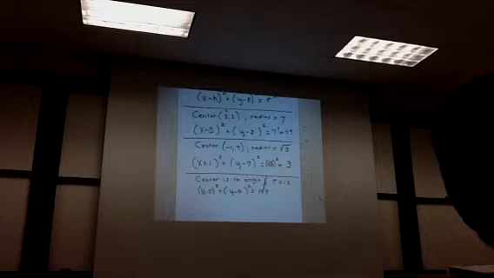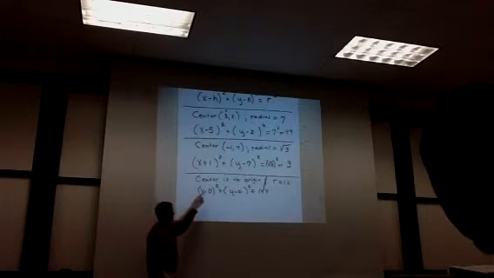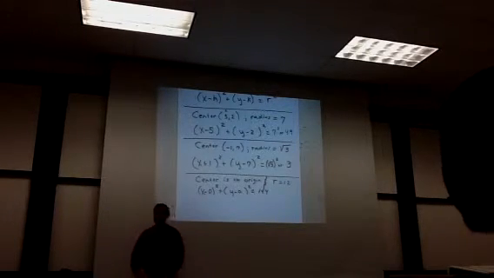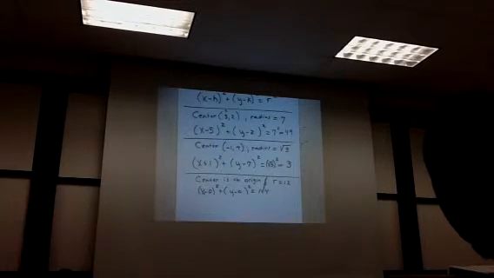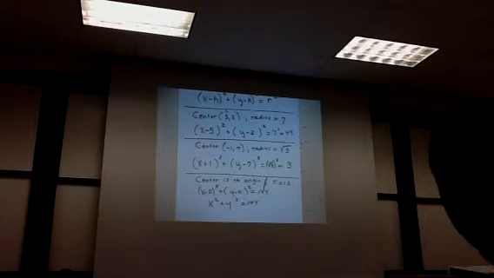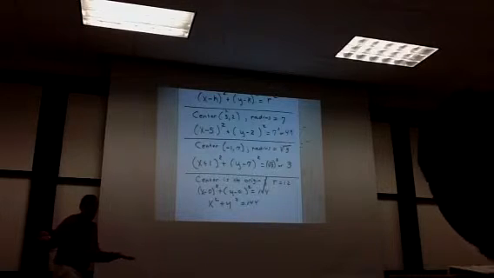And I'll bet you, ladies and gentlemen, that's not how it's going to show up. What is x minus 0? I'll bet it's going to show up like x squared plus y squared equals 144. That's how it's going to show up. Because x minus 0 and y minus 0 is just x and y.